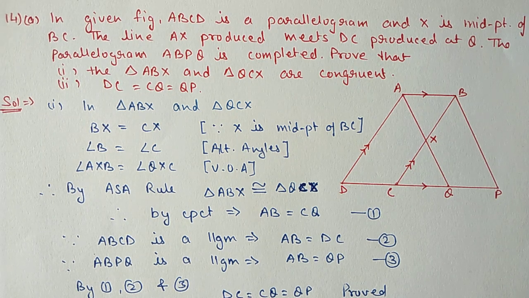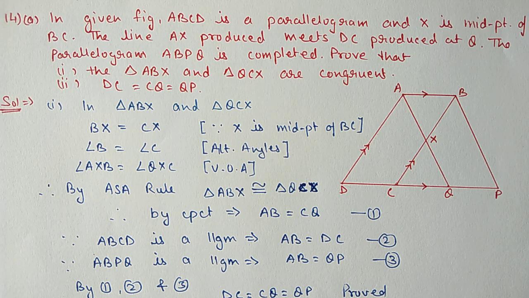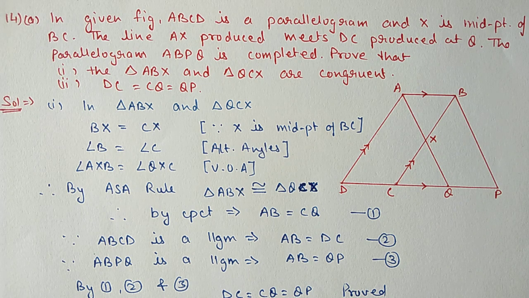Next we have question number 14, first part. In the given figure, ABCD is a parallelogram. X is the midpoint of BC. The line AX is produced to meet DC at Q. The parallelogram ABPQ is completed. Prove that triangles ABX and QCX are congruent and DC is equal to CQ equal to QP.